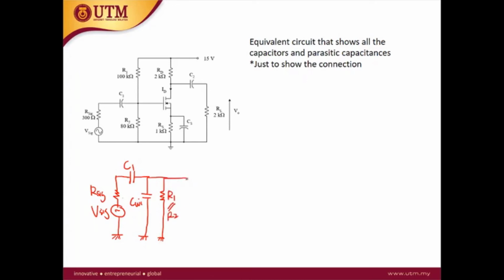Okay, and then we have here, this is the gate. This is your VGS, and this is the source. At the source we have the RS, and we also have the bypass capacitor CS. Between the gate and the source we have the CGS, the parasitic capacitance between the gate and the source. So this is CGS.